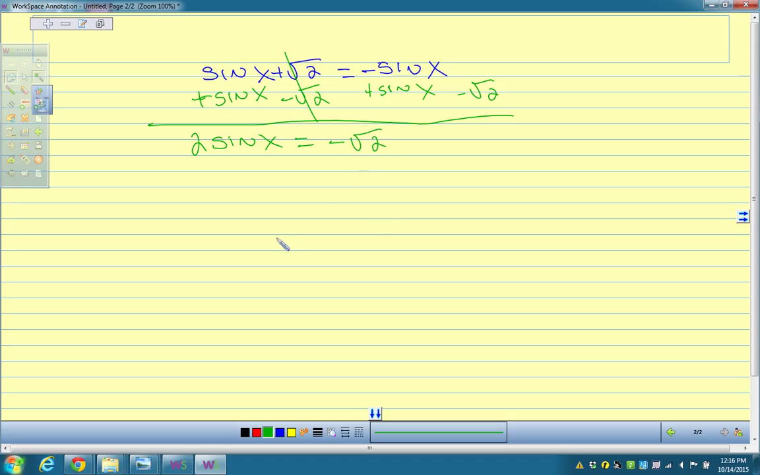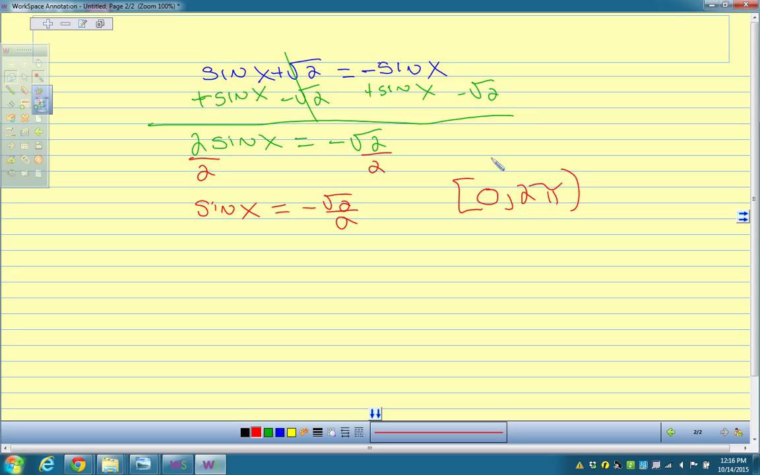See where I'm going? Then what? Divide by 2. So I get that the sine of x is equal to negative root of 2 over 2. And let's just solve this one on the interval 0 to 2 pi.